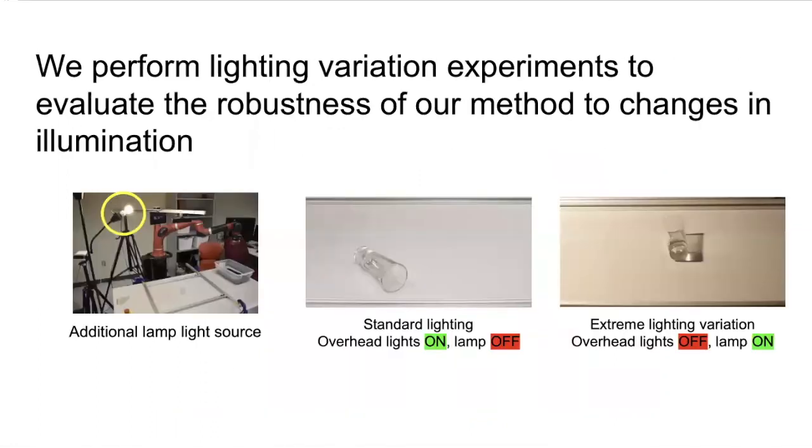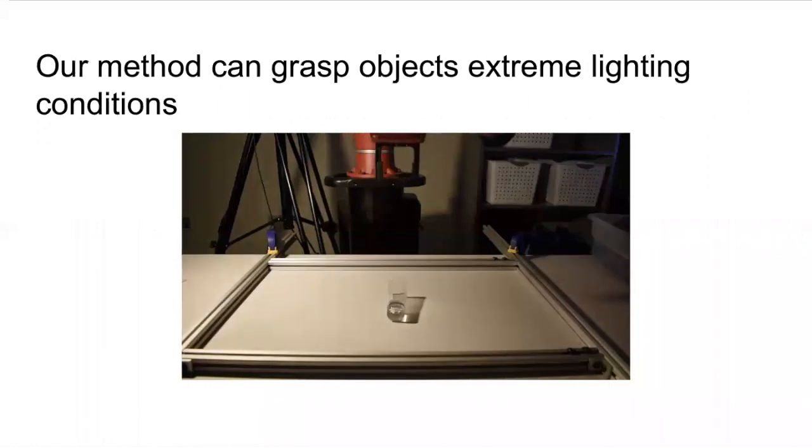To evaluate the robustness of our method, we conduct experiments in which we vary the lighting of the environment. To create extreme lighting variations, we turned off the overhead lights and used lighting from a lamp placed to the side of the objects. Our method still obtains reasonable grasping performance even under such extreme conditions.